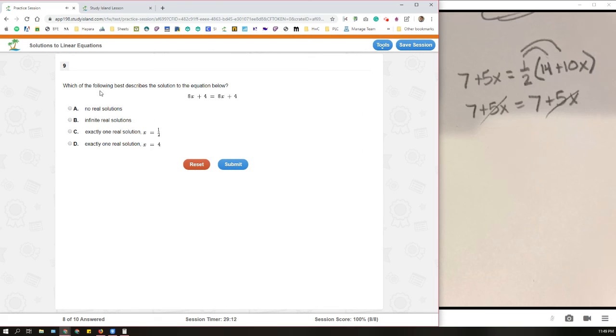Next one. Which of the following best describes the solution? Right here, they didn't even mess around or put parentheses or anything here. 8x plus 4 equals 8x plus 4. So no matter what you plug in for x, this 8x and that 8x are going to be worth the same. There's going to be 4 left on both sides. So anything works. There are infinite solutions to this problem.